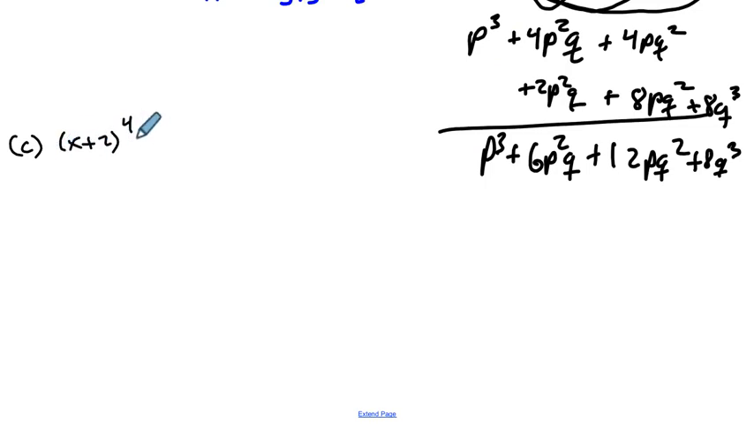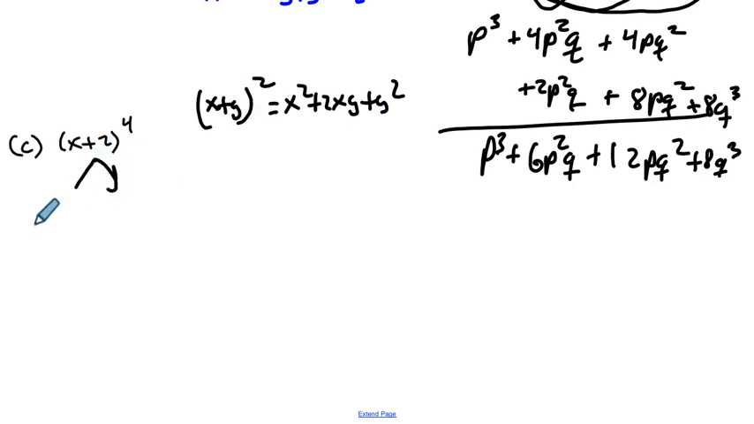Same kind of thing, where we're going to be using the x plus y quantity squared, right? Which is x squared plus 2xy plus y squared. So this is our binomial square. I'm going to use that twice here. So watch this. I'm going to break this down into x plus 2 squared times x plus 2 squared, right? Because this right here is equivalent to x plus 2 quantity to the power of 4, right?